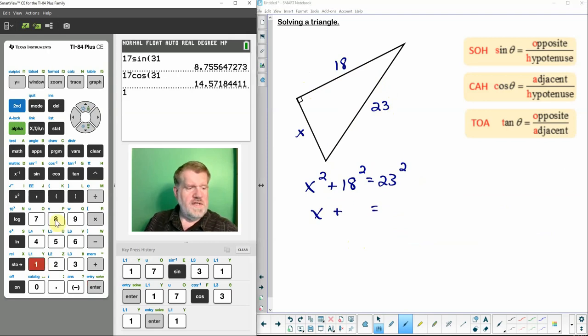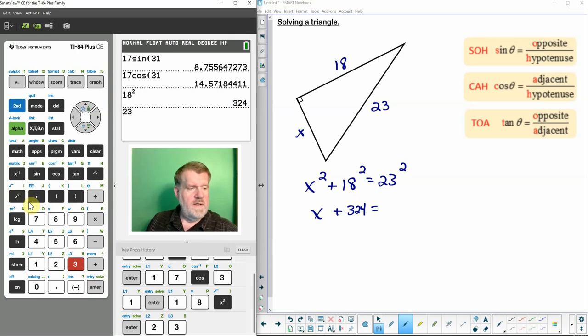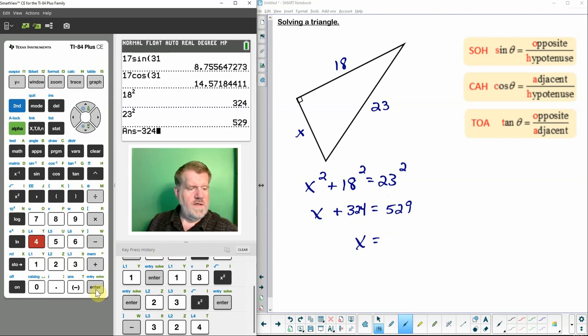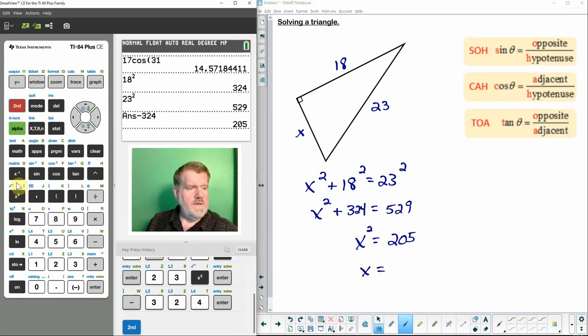I should know 18 squared. What is that? 324. See, I was off. 324. 23 squared is 529. Subtract that from both sides. Subtract 324. So we'll subtract the 324. Gives me 205. Oops, and look what I forgot to put: square. All right, so x is the square root of 205.